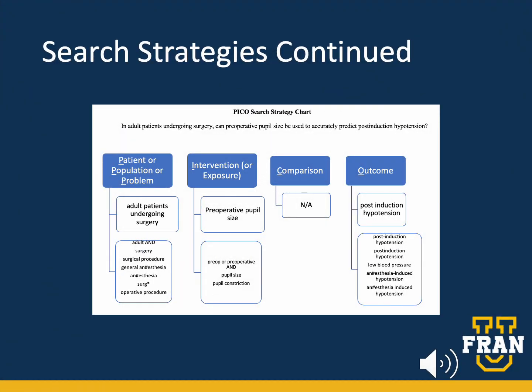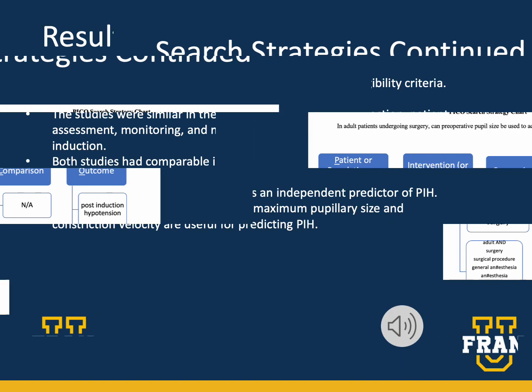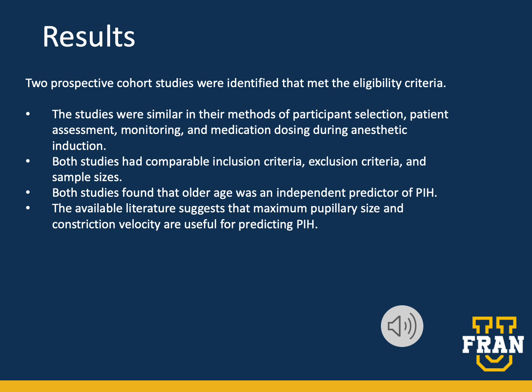On all databases listed, each category of the research question was searched individually. Then, the results of each individual search were combined to provide an inclusive list of the results. The following search strategy chart was used to facilitate this research. Now we will discuss results.